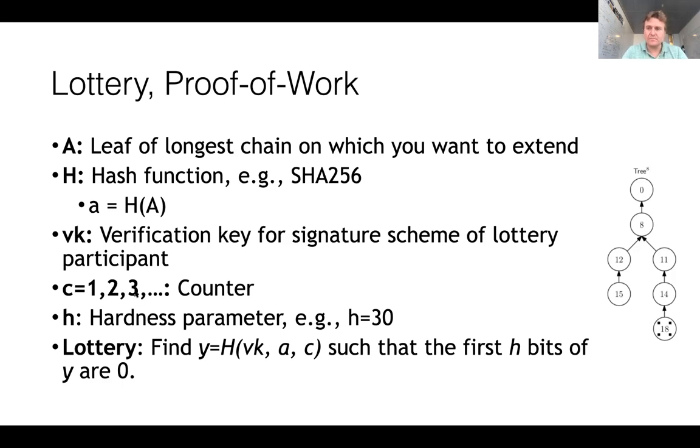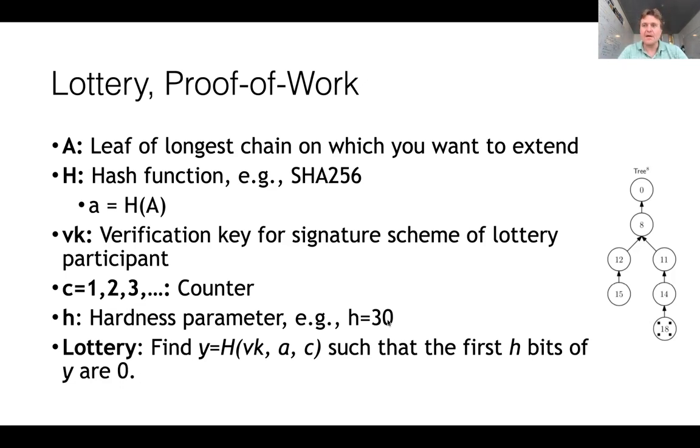Then there's a counter, which corresponds to how many tickets you're buying in the lottery. And you're allowed to compute, or buy, as many as you want. And then finally, there's a hardness level, for example, h equals 30. This is on an exponential scale. It talks about how hard it is to win the lottery. So it would be 2 to the 30 hard to win the lottery. Or you can also think of it as saying how many tickets on average you need to buy to win the lottery.